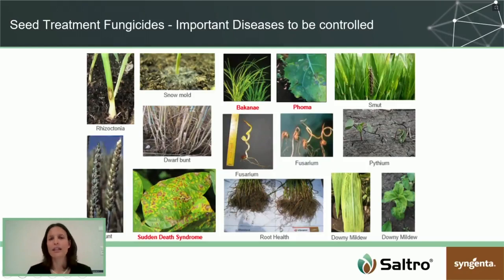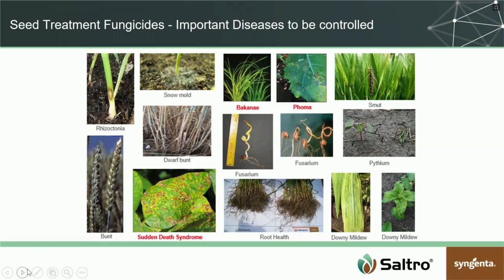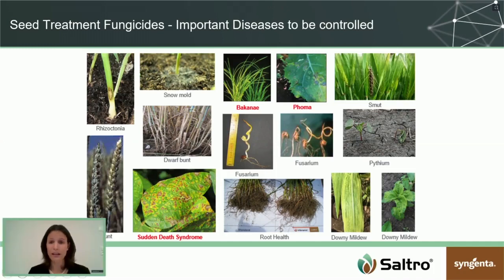If we are talking about seed treatment fungicides, we are talking about a wide range of different targets across multiple crops. You see some of the key targets here on the slides. There are many more. Some of the pathogens we are targeting lead to very specific obvious symptoms like the downy mildews or the bunts. Other pathogens, especially in the early phase, have symptoms which are hidden. This is, for example, Pythium. I have highlighted three different targets here, so Bakanae in rice, Phoma in canola, and sudden death syndrome in soybeans. And these are the three key targets we are targeting with Saltro.